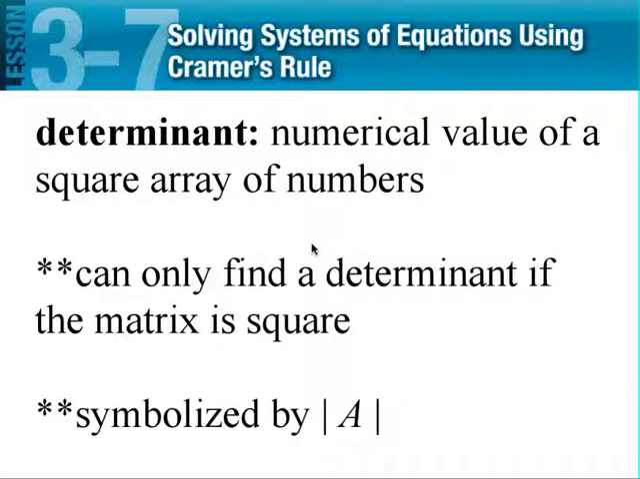Like squared? Like it looks like a square. A 2 by 2 would be a square matrix. A 3 by 3 would be a square matrix. So it basically has to have the same numbers going across as it does going down.